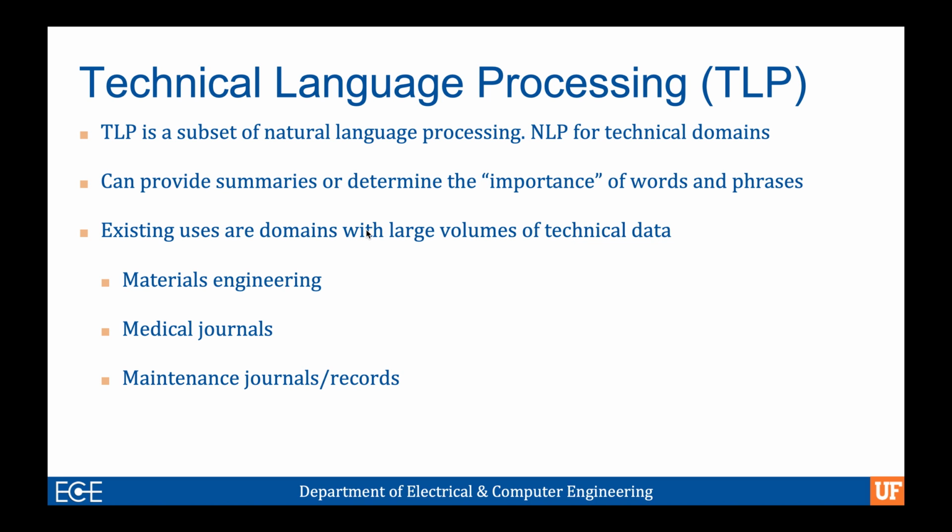Existing uses are domains with large volumes of data. So materials engineering, there's a research paper that we'll go over that uses technical language processing, medical journals, maintenance journals, records, and the list goes on and on. There's some computer science, essentially any domain where the information is highly technical, so a natural language processor can't fully understand what is and is not important, and with a large text corpus. So a lot of research can be used on a lot of research fields where journals have been published.